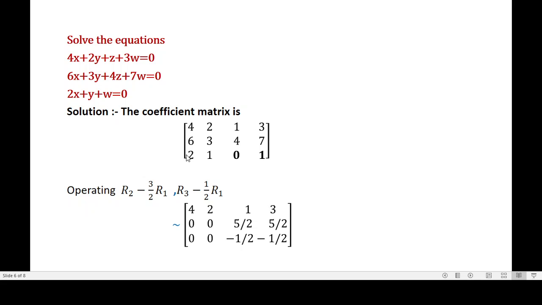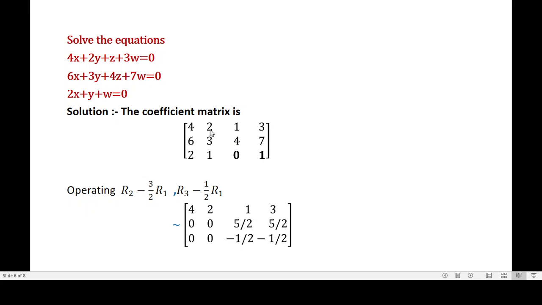Third row element, we have to make it 0. To make this element 0, we need 2 here. For 2 to come here, I have to multiply by half. So the next row operation is R3 minus half R1. So we have 4 into half is equal to 2. 2 minus 2 gives 0.